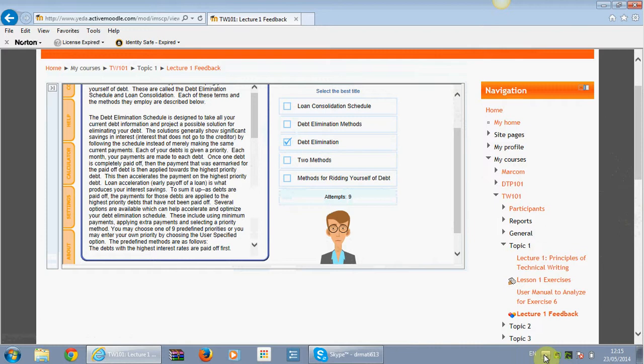Again, that's even shorter and probably a little even colder in a way, and a little more ambiguous. Debt elimination, how and through what? Through applying for some government loan, or what is this? Two methods, as we said, is not good. Methods for ridding yourself of debt.